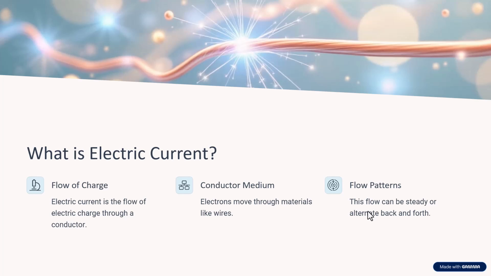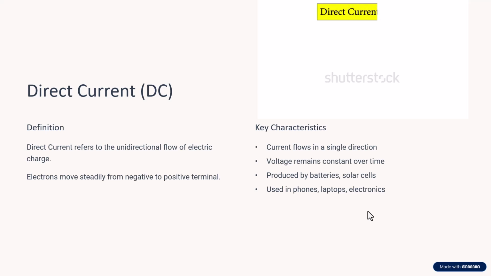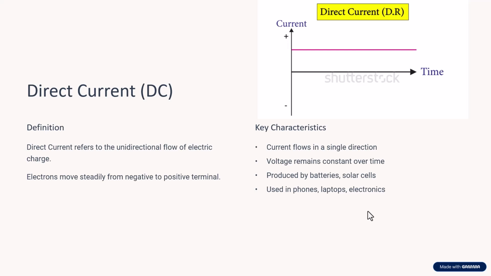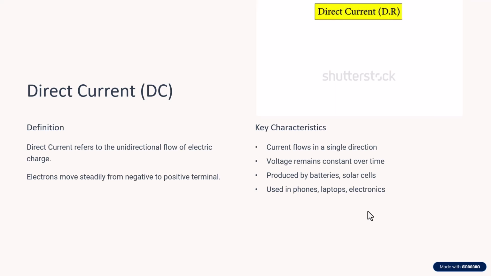So we've been saying direct current and alternating current. What is direct current? What is alternating current? Direct current refers to the unidirectional flow of electric charges where electrons move steadily from the negative to the positive terminal. For direct current there is no change, no deviation. The electrons will move from the negative to the positive terminal until neutral equilibrium is reached, or until the source of the current is zero, or has died out.